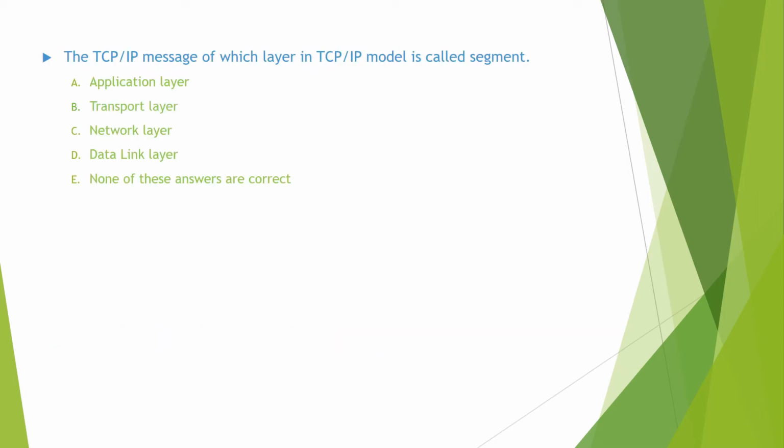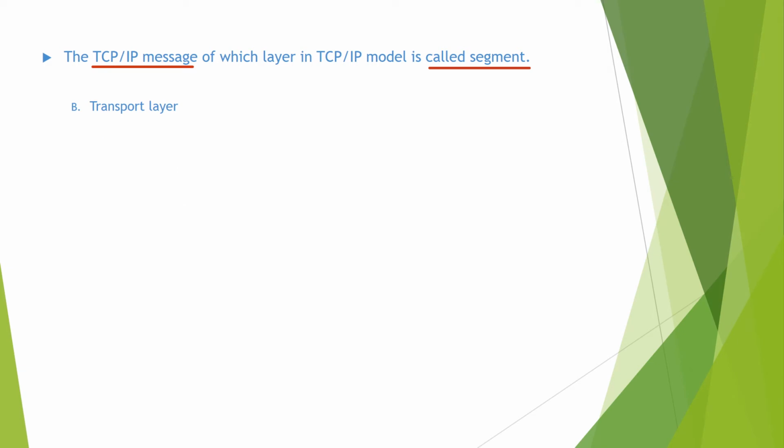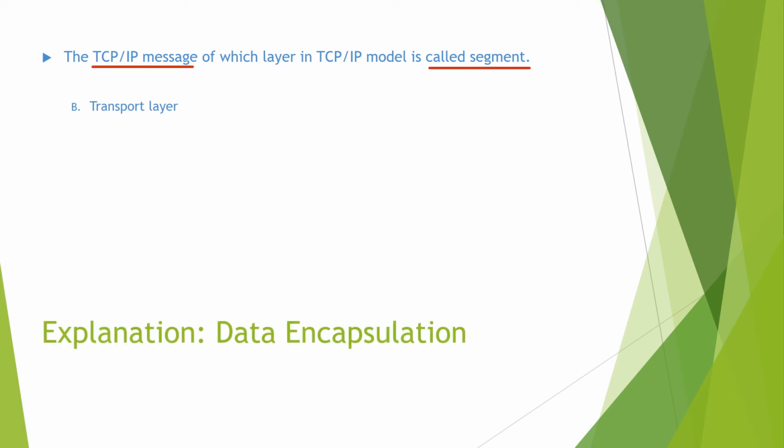The TCP/IP message of which layer in TCP/IP model is called segment? Application layer, transport layer, network layer, data link layer, none of these answers are correct. So this question asks about the name of TCP/IP message that is called segment. Segment is the name of the message at transport layer. You can find more detailed explanation in the video data encapsulation.